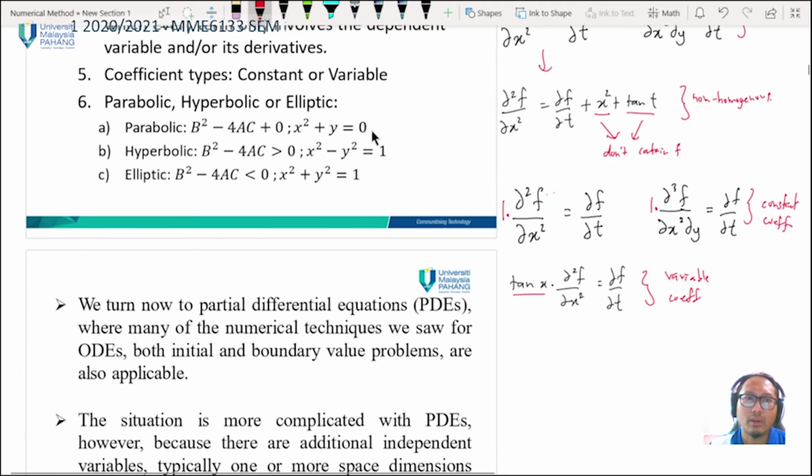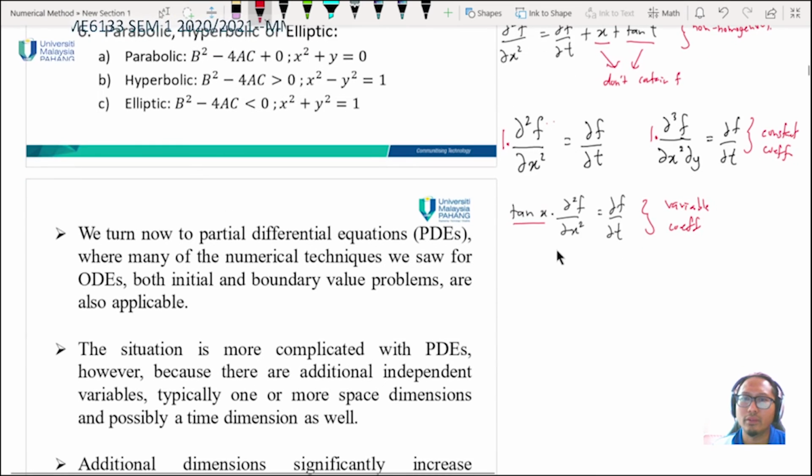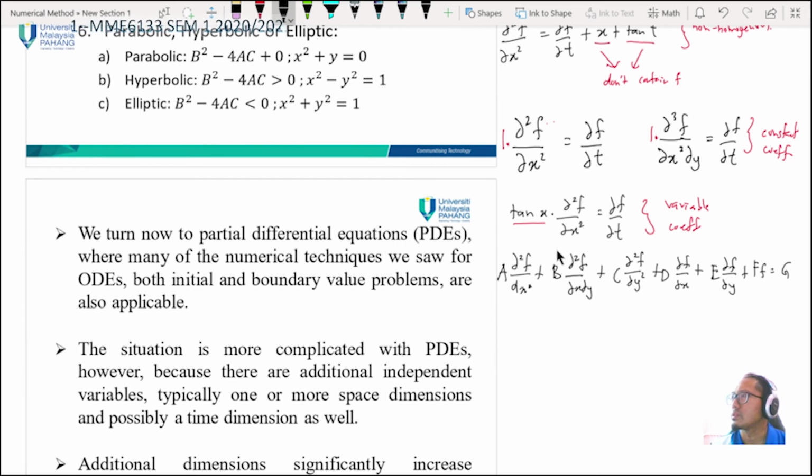The sixth type of PDE is the shape of the PDE, whether it is parabolic, hyperbolic, or elliptic. We are going to learn details on the parabolic and elliptic in the next topic, in the next video. We can explain the sixth type by having a general equation. Let's say we have a general equation. This equation is linear, and it is a second order PDE.